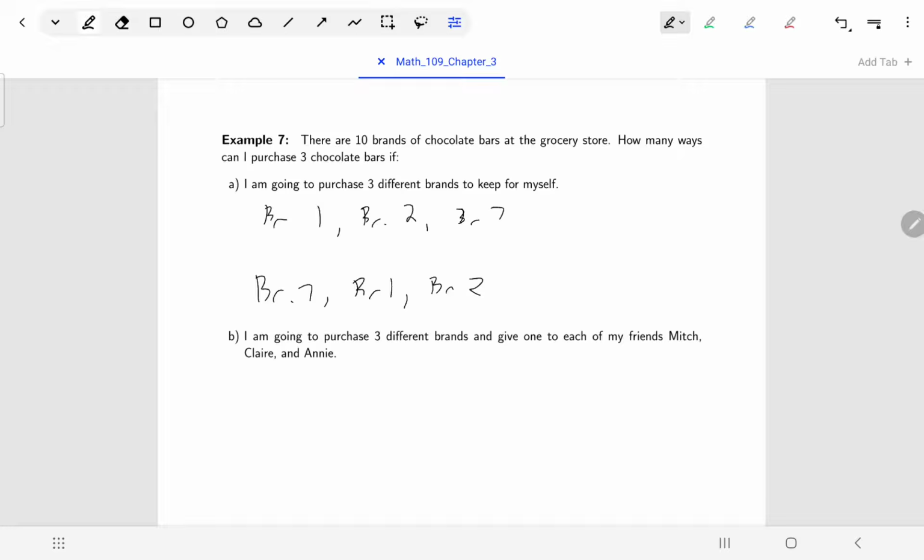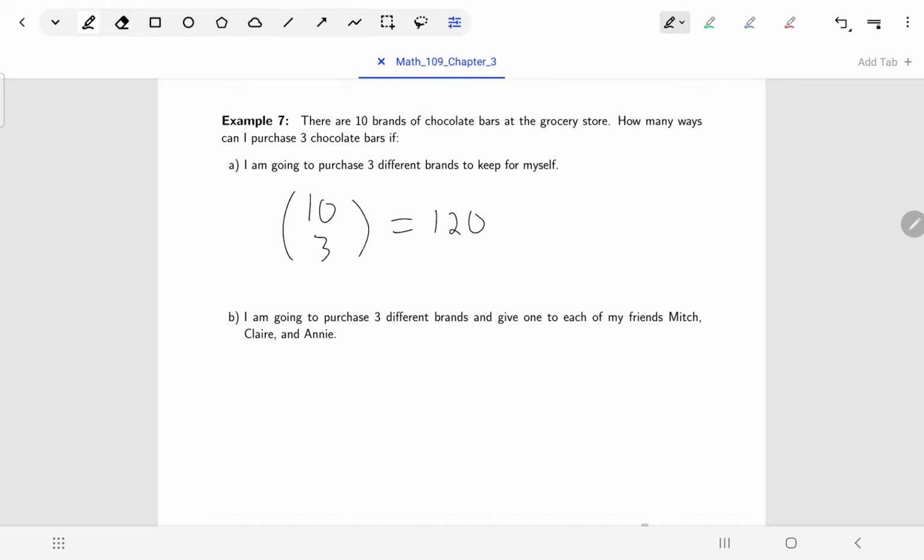I mean, that would be exactly the same. In fact, once you put your chocolates in your shopping bag, there'd be no way for you to tell which one was the first one you bought and which one was the last one. So for this one, order does not matter. All I'm going to be doing is making a selection, and out of the 10 chocolate bar brands, I will select 3 of them. So 10C3, or 120 different ways for me to do that.